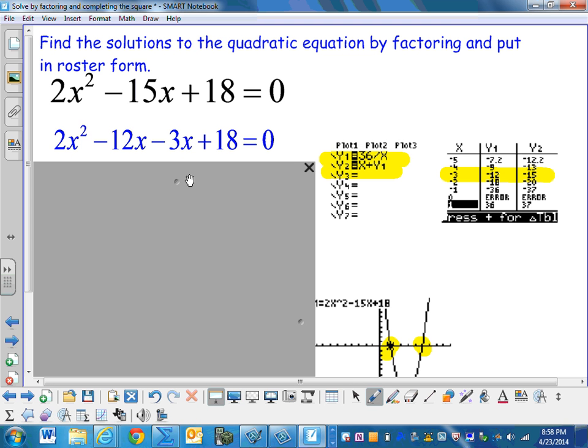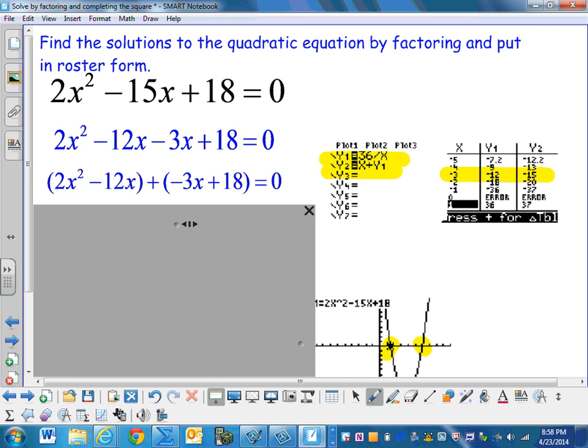So I'm going to rewrite this equation. 2x squared minus 12x minus 3x plus 18 equals 0. I've expanded the negative 15x to negative 12x minus 3x, so I can factor by grouping. Now I'm going to group the first two terms, 2x squared minus 12x, plus, always put a plus here, and include this negative sign in the parentheses. Always have a plus here. Negative 3x plus 18.